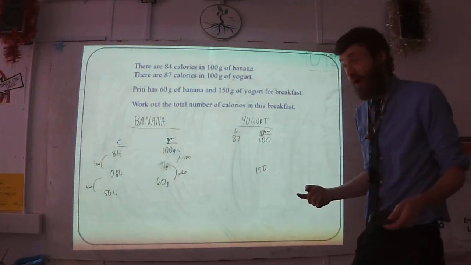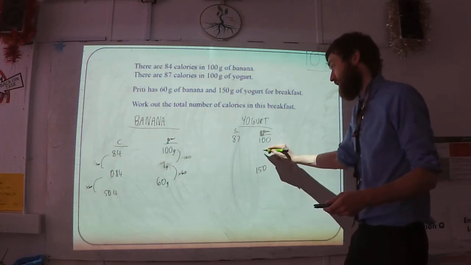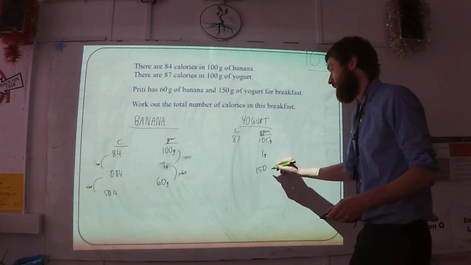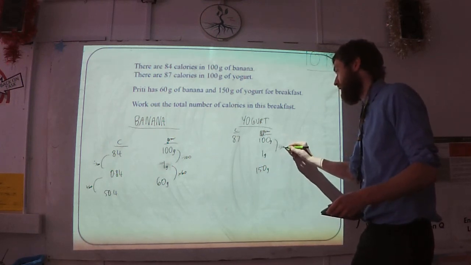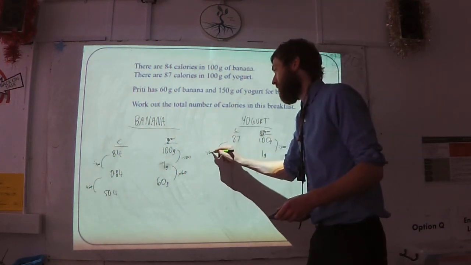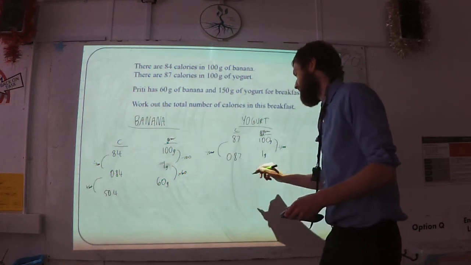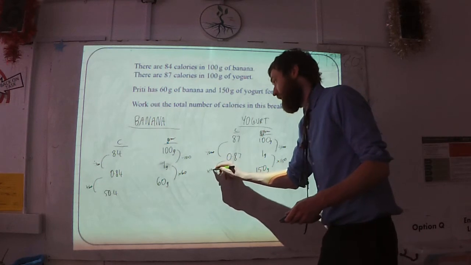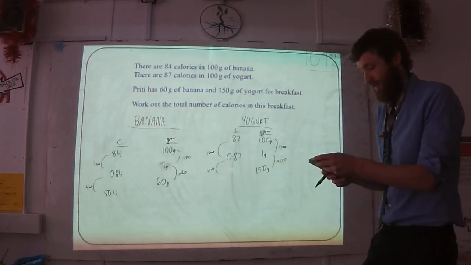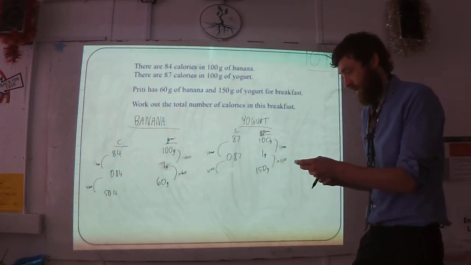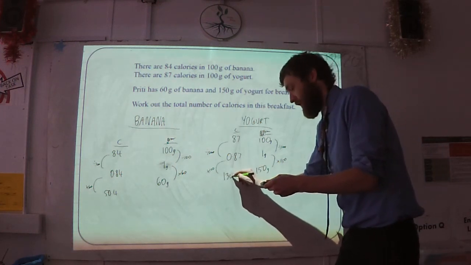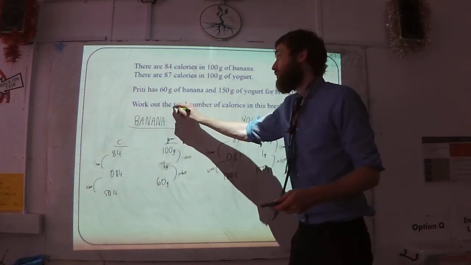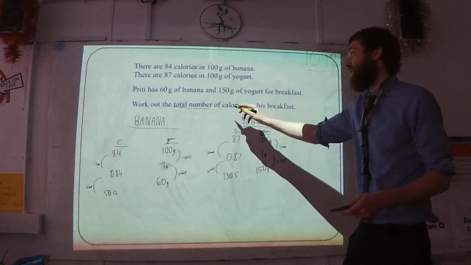And I'd say, right, well to get from 100 to 150, I can again find what 1 is, 1 gram. So therefore, I would divide by 100 to get 0.87. Then I would times it by 150. So 0.87 times by 150 is 130.5 calories. So the final question says, work out the total number of calories in this breakfast.